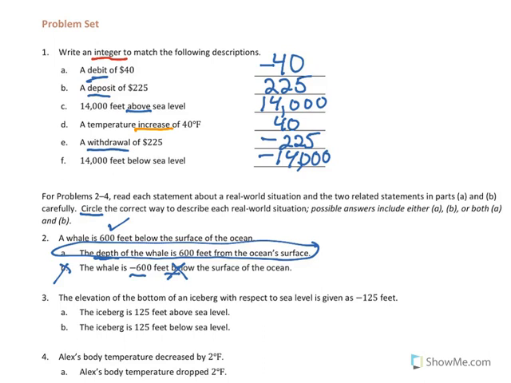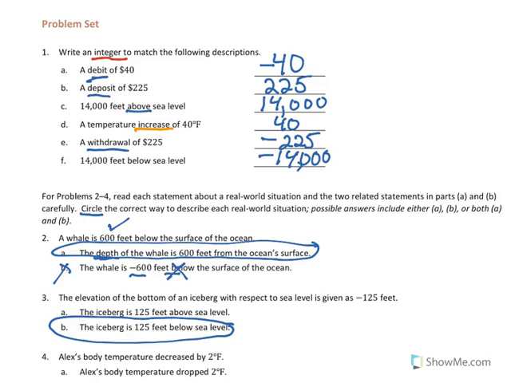Okay, number 3. The elevation of the bottom of an iceberg with respect to sea level is given as negative 125 feet. Is it A, the iceberg is 125 feet above sea level? Or B, the iceberg is 125 feet below sea level? Okay, the iceberg is 125 feet below sea level. You had to be one or the other on this one.